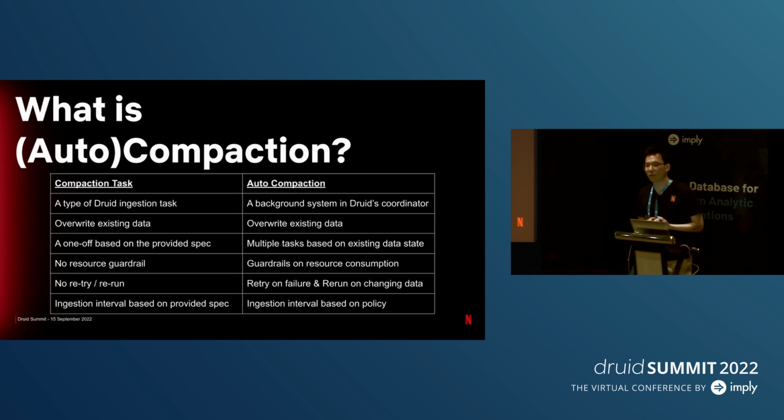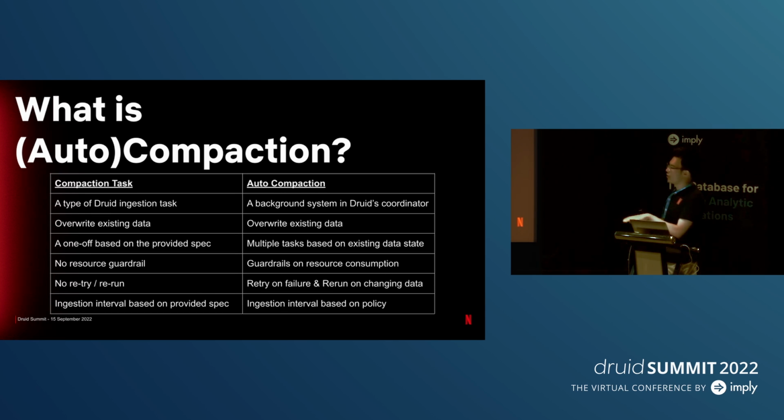It looks at which intervals need compaction and which intervals are already compacted. It determines how many task slots you have allocated to the compaction system, so there are guardrails on resource consumption. It can retry on failure if a task happens to fail for any reason. It can rerun on changing data. So if you already compacted an interval and then you have late data coming in, and that interval is no longer compacted, the auto-compaction system can detect that and rerun on those intervals.